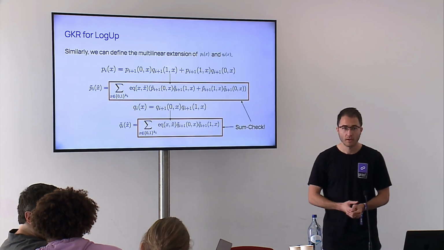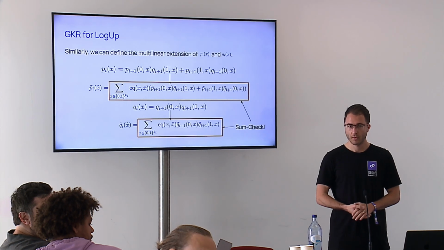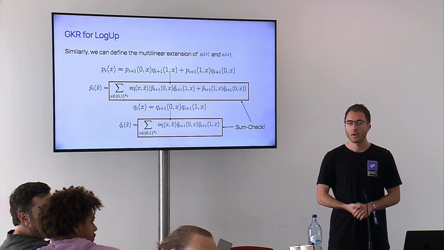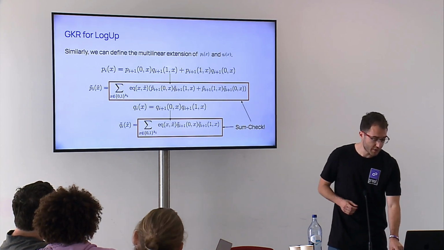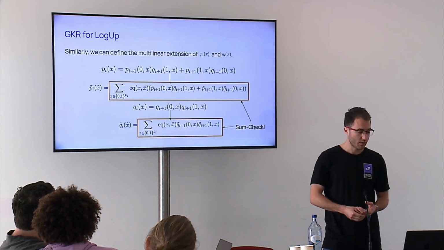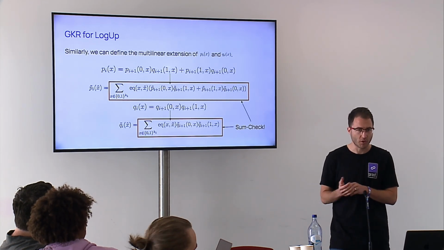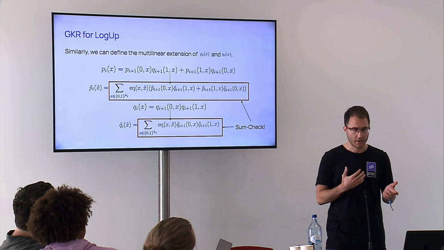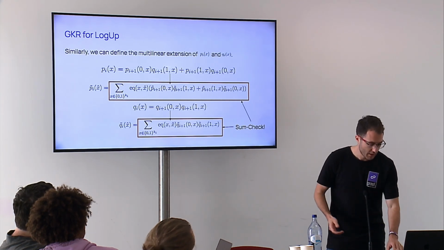Yes. But when we go to this extension, the EQ function is well defined only on the Boolean hypercube. Ah, good question. So the question was, when we said that the EQ function was only over the Boolean hypercube, how is this well defined when we're in other field elements that are not 0 or 1?